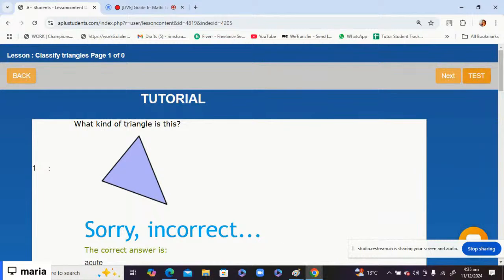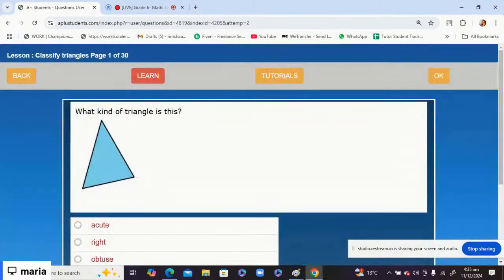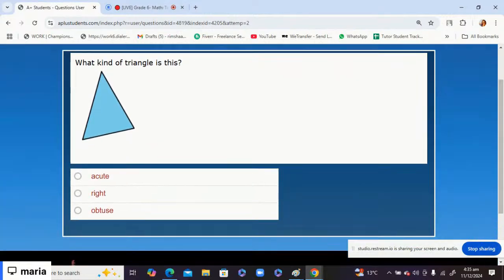Let's do the test questions. So what kind of triangle is this? When I see the first angle, then I know it. Everyone tell me in the chat. Which option? Option A, that is acute, right, or obtuse.